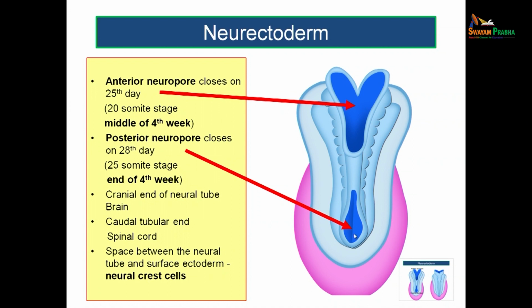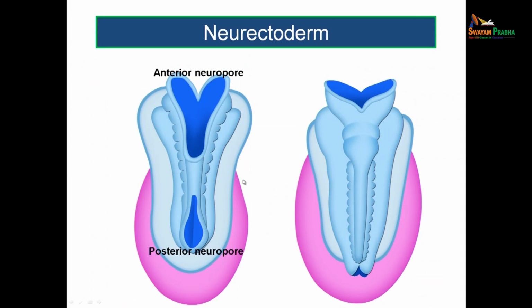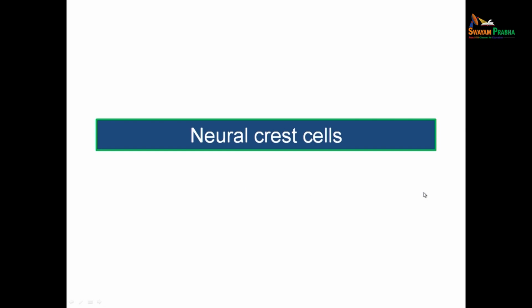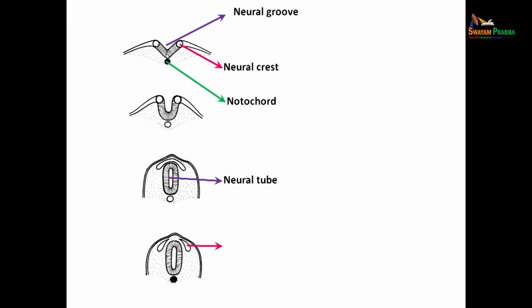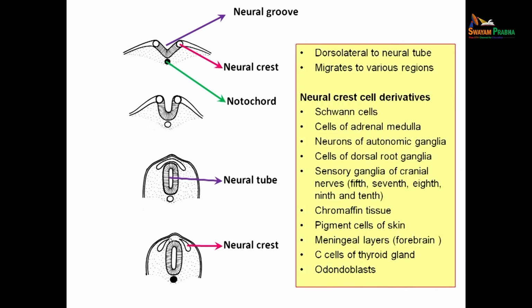The space between the neural tube and the surface ectoderm, we have already seen, is where neural crest cells form from the neural folds. This is the anterior neuropore, this is the posterior neuropore, and you can see that it is getting fused along the midline. What are the derivatives of neural crest cells? We have already seen all these things. Once again, this is the neural groove. These are the lateral folds which are giving rise to the neural crest cells. This is the notochord. Again, you can see the two groups of cells lying on either side, they are the neural crest cells.